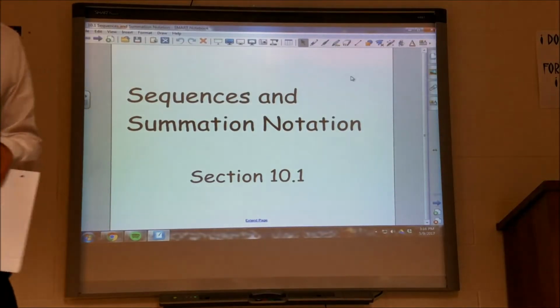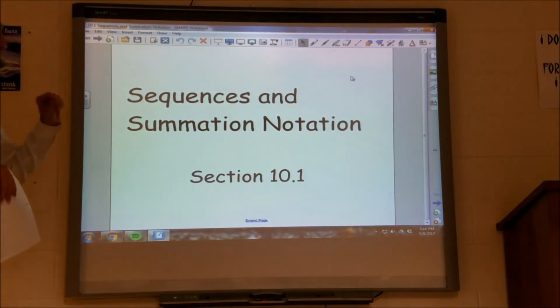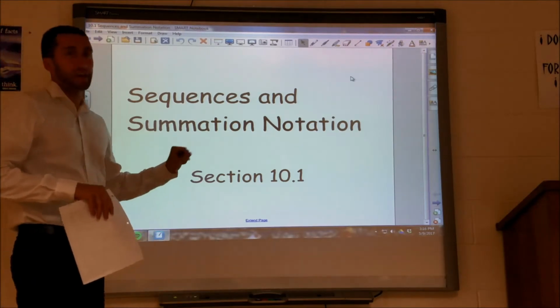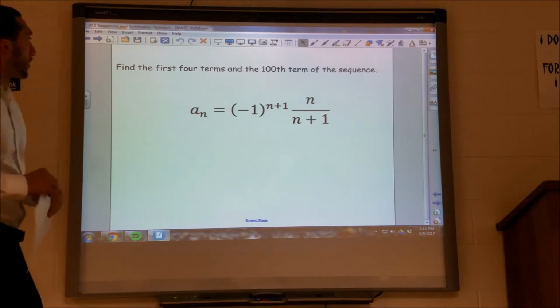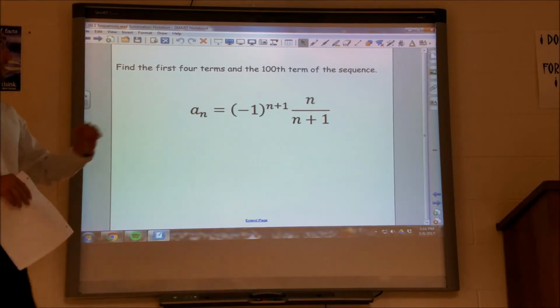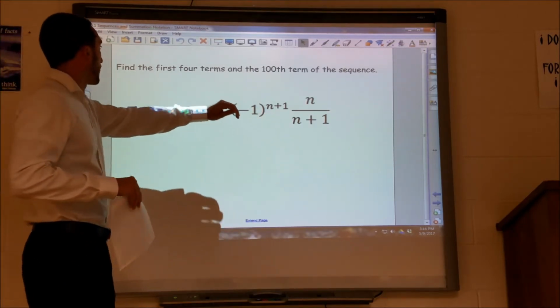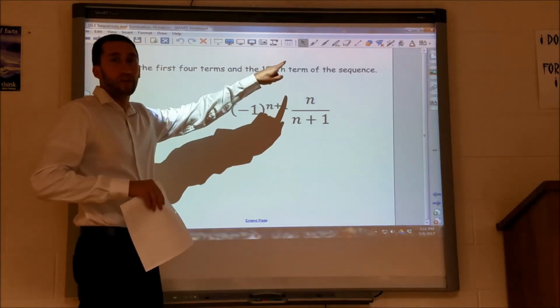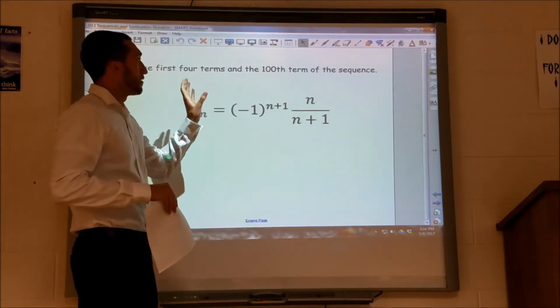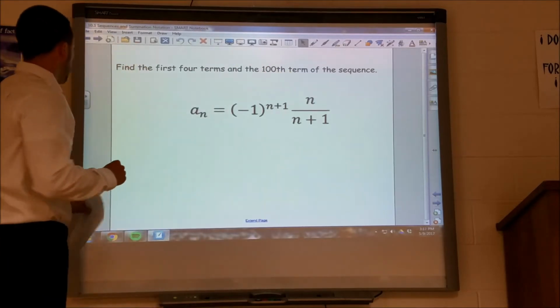Hello everyone, today we're talking about sequences and summation notation, section 10.1 in our book. So our first question has given us a sequence, and they would like us to find the first four terms and then jump all the way to the 100th term and find the 100th term in the sequence.